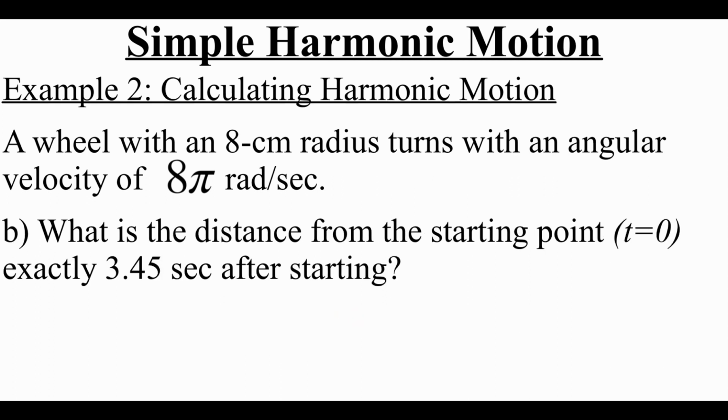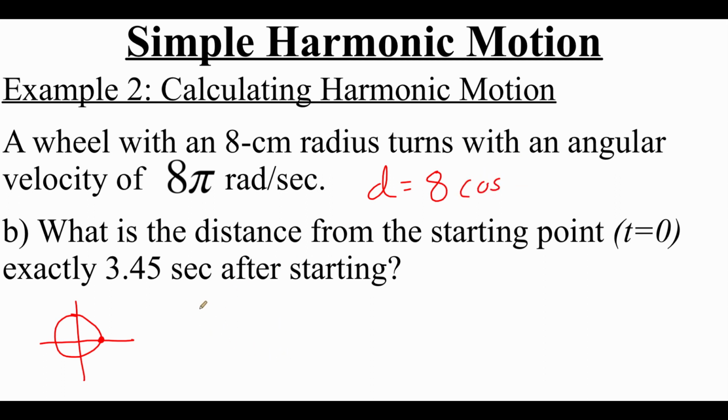Now the next thing we want to find is our distance from the starting point, which happens at a time of 0, exactly 3.45 seconds after starting. In order to do this, we're going to need an equation. Because our wheel has an 8 centimeter radius, the maximum height and the minimum height are each 8. So my a value is going to be 8. As far as thinking about whether we're going to use a sine or a cosine, I want to think about laying this out on a grid. Looking at this wheel, at a time of 0, we start at the maximum distance away from the origin. Because of that, we're going to use a cosine equation.